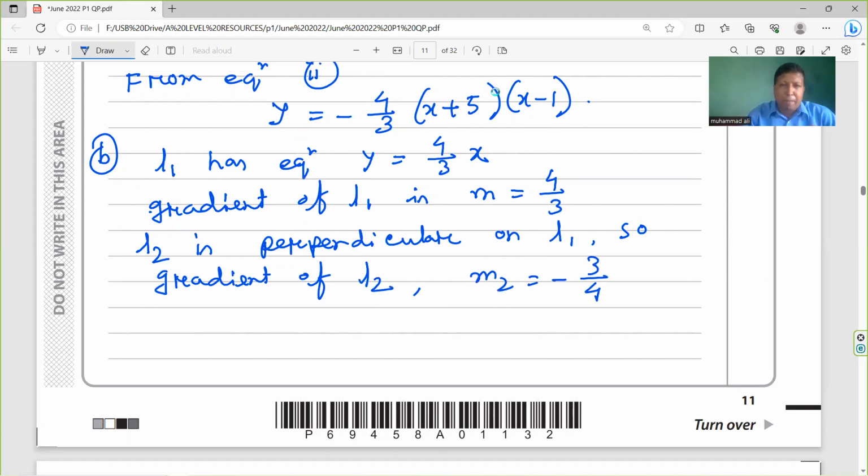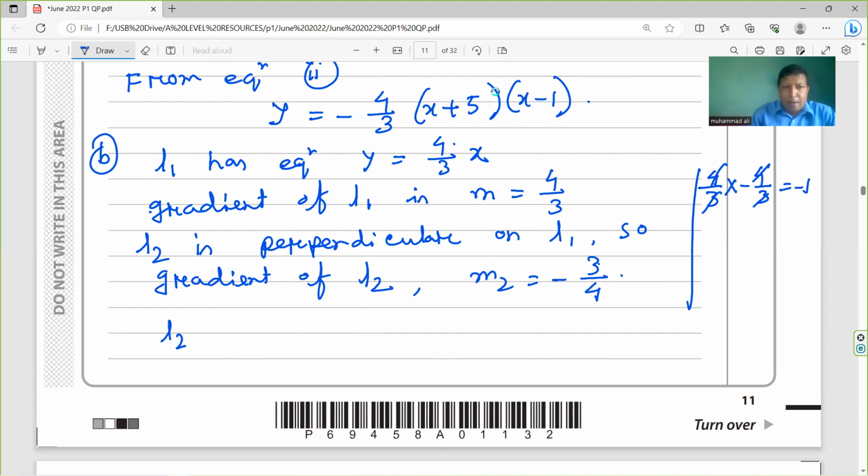If one line is perpendicular to another line, the product of both gradients will be minus 1. Or we can say if the gradient of L1 is 4/3, L2 is perpendicular to L1, so its gradient will be the negative reciprocal, minus 3/4. So the L2 line gradient is minus 3/4.